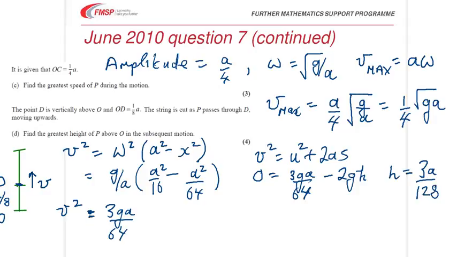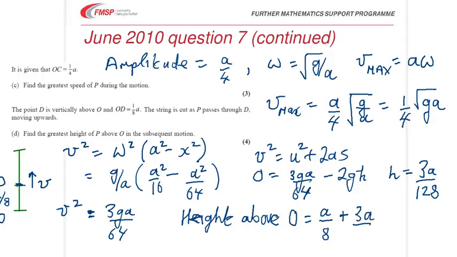Now, have we answered the question? We want the greatest height of P above O, so the total height above O, because it's been travelling since it left the point D here, which was already a height of A over 8 above O. So the height above O is A over 8 plus 3A over 128, which is 19A over 128.